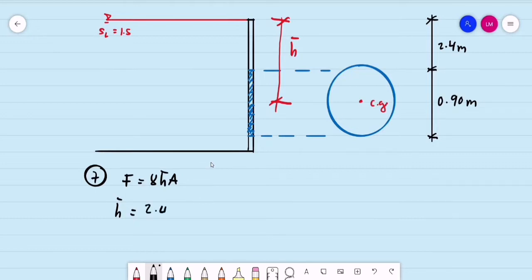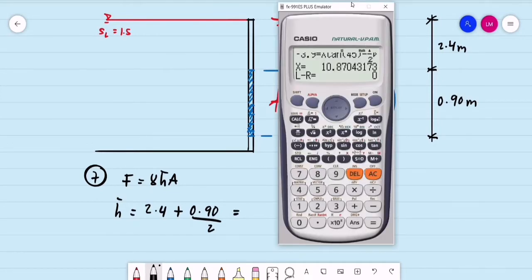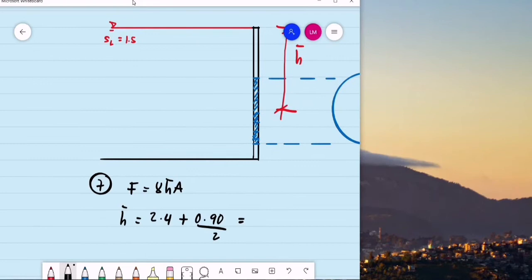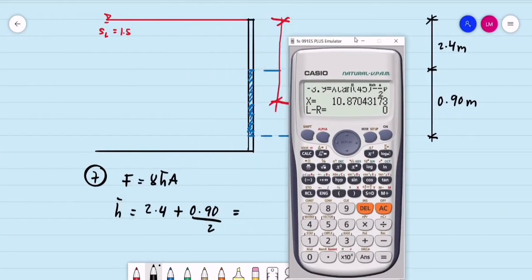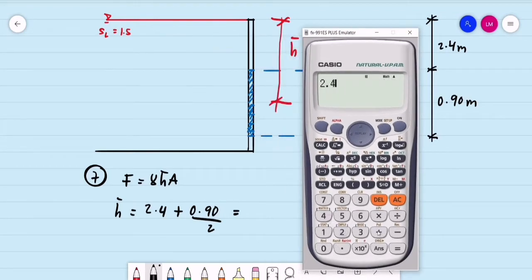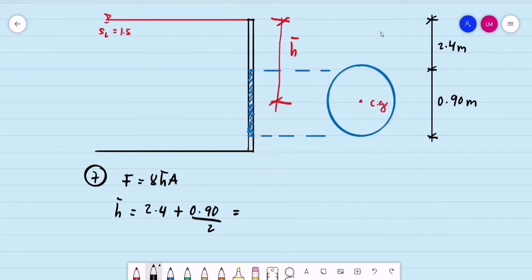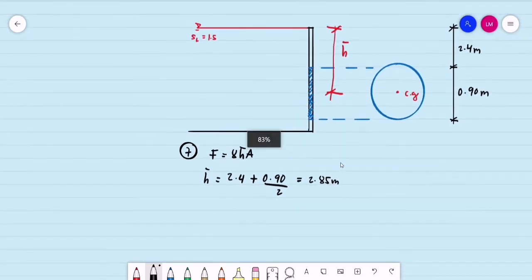This is 2.4 meters plus diameter is 0.9. So that is 0.9 divided by 2, the radius. So we have 2.4 plus 0.9 over 2, or that is simply 0.45. This is 2.85. So h bar is equal to 2.85 meters. Okay, so the specific gravity of the liquid is 1.5.